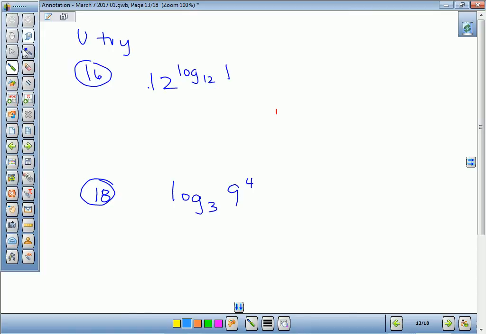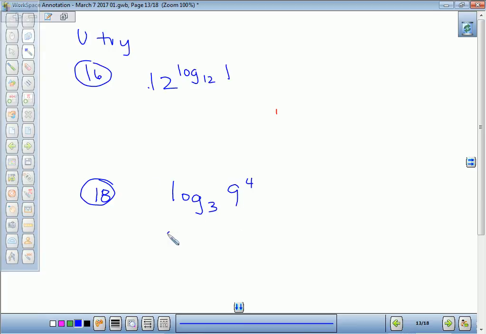Okay, so what's the answer? 30. The answer is 1. Okay, this one is a little trickier. It becomes 4 times log base 3 of 9, which is 4 times 2, or 8. All right, and that was my last example.